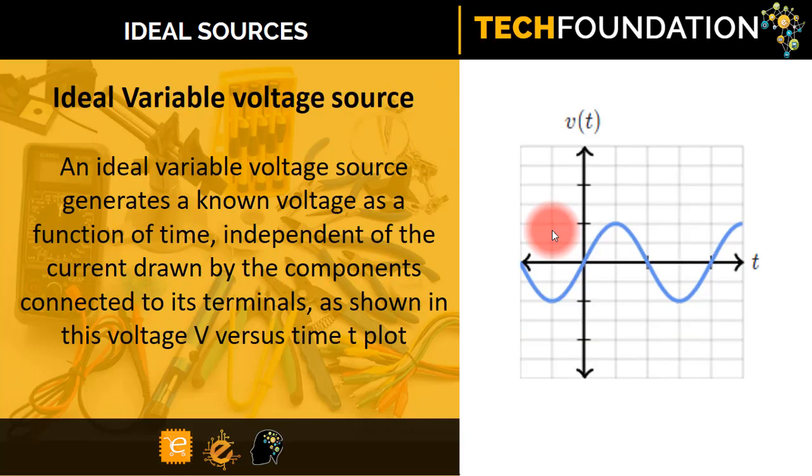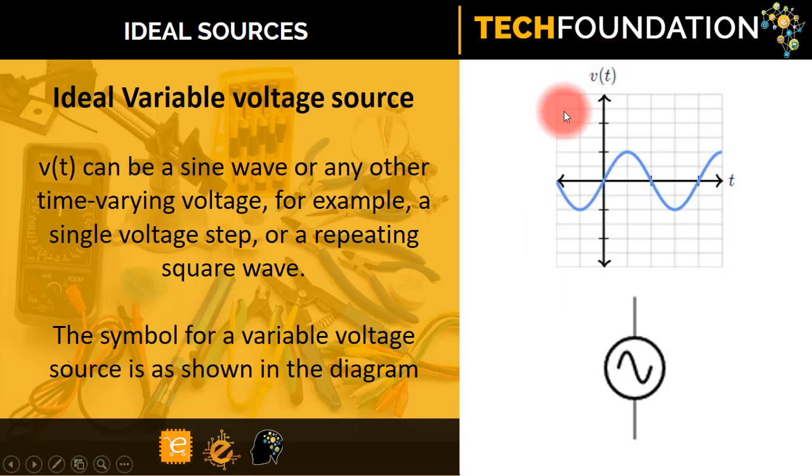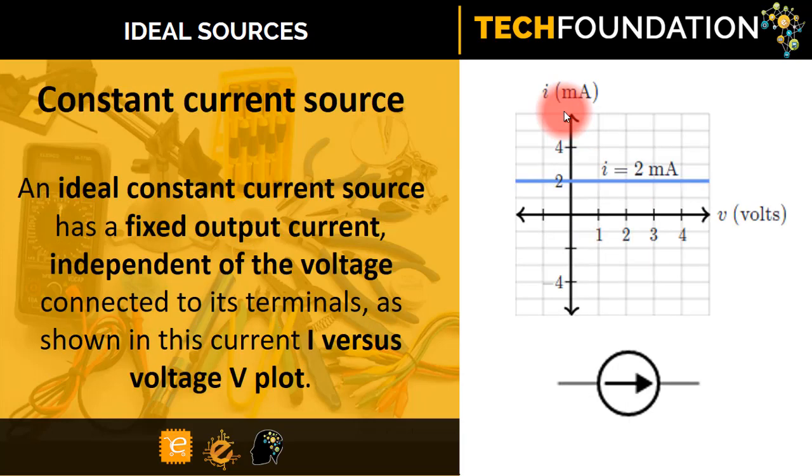With this principle in mind, we can also talk about an ideal variable voltage source, which is nothing but a source that generates a known voltage as a function of time. Again, no matter how much current is drawn, the voltage remains unaffected. V(t), that is our time-dependent voltage here, can be any time-varying voltage such as a sine wave or even a square wave.